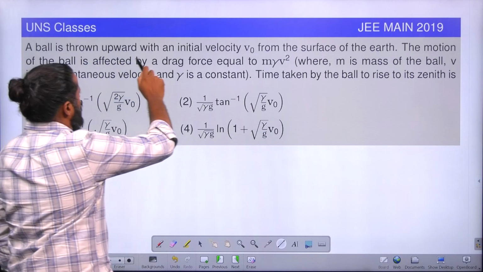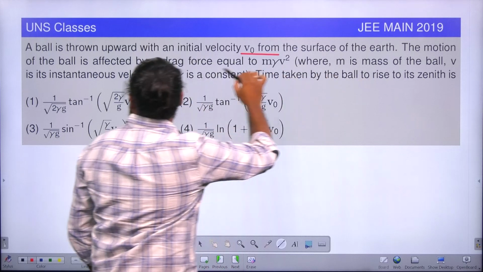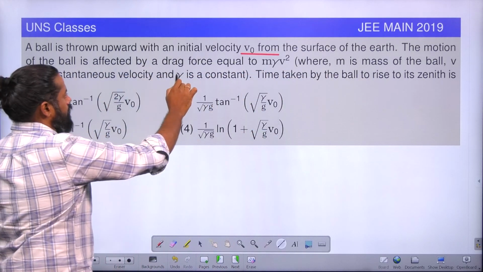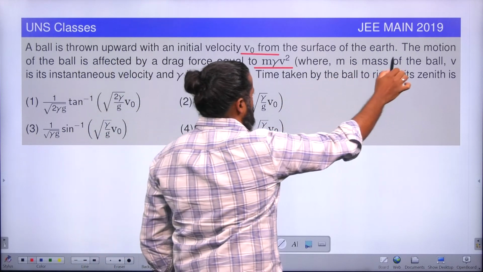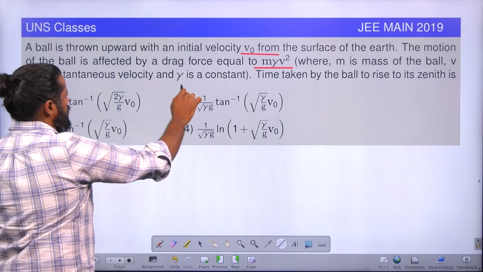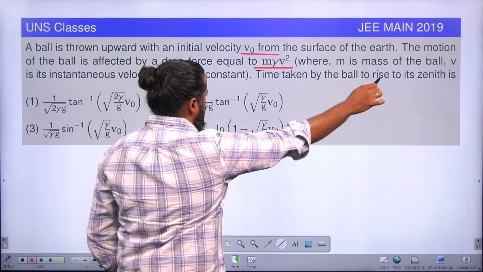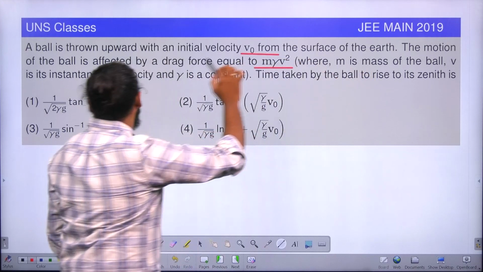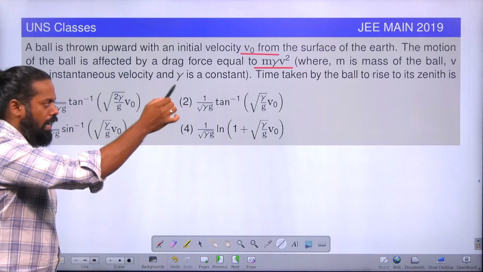A ball is thrown upward with the initial velocity v0 from the surface of Earth. The motion of the ball is affected by a drag force equal to m gamma v square, where m is the mass of the ball, v is the instantaneous velocity, and gamma is a constant. The time taken by the ball to rise to its zenith is, 4 different options are given, and it's a question from JEE Main 2019.